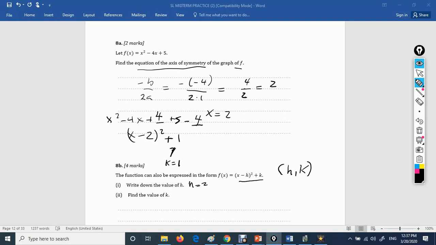The other way is simply plugging in 2 into the original function. So let's go 2 squared minus 4 times 2 plus 5. So 2 squared would be 4 minus 4 times 2, which is 8, negative 8, plus 5, and this obviously will equal 1. So those are the two forms we can solve this. So here let's just put the answer to finish. K equals 1.